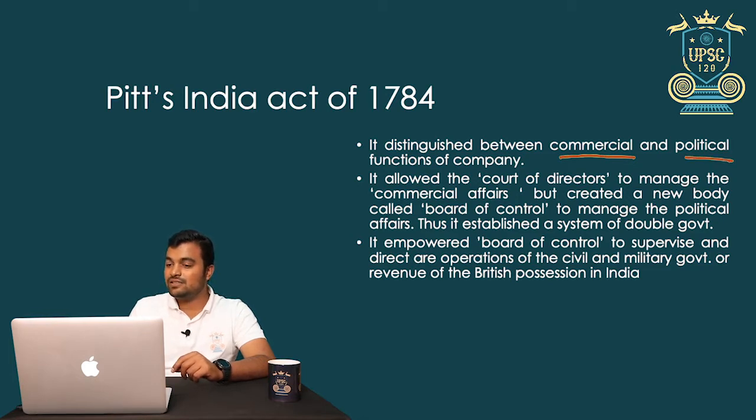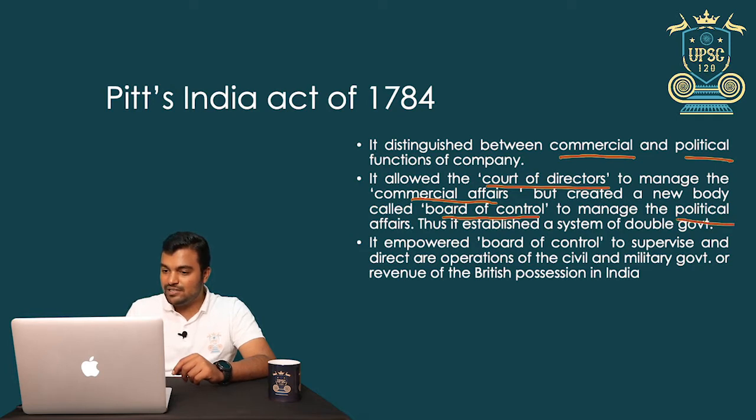Then it allowed the court of directors to manage the commercial affairs, but created a new body called the board of control to manage the political affairs. So we need to remember, in Pitt's India Act, court of directors and board of control. So court of directors, what did it manage? It managed commercial affairs. Board of control, it managed political affairs.